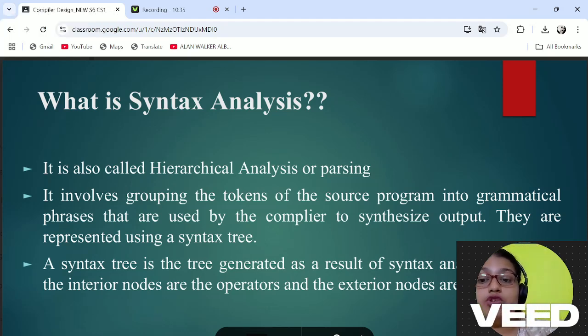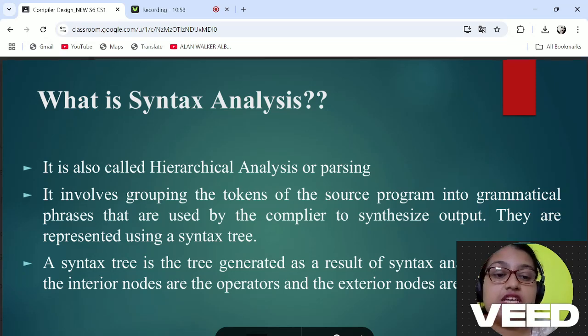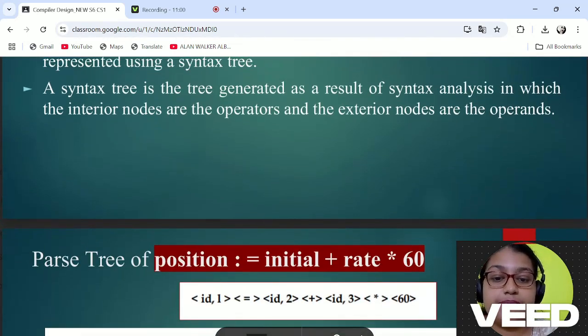And this we do with the help of a syntax tree. From the word syntax analysis, we use a syntax tree. So then what is a syntax tree? A syntax tree is a tree which is generated as a result of syntax analysis. Here in this tree, the interior nodes will be operators and the exterior nodes are the operands.